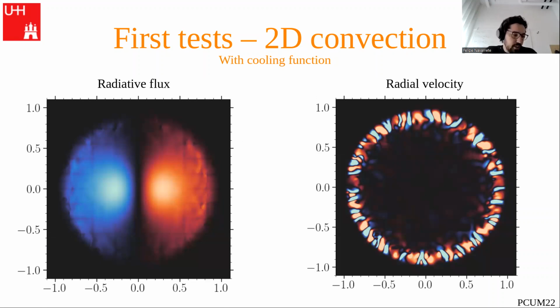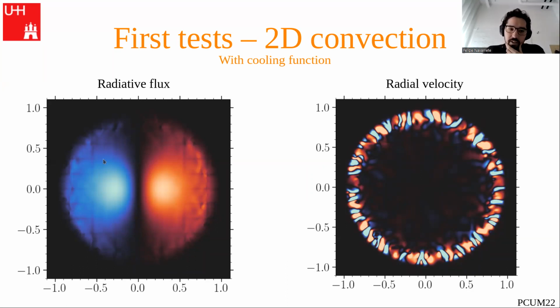The first tests we ran were with 2D convection. This is basically a slice in the equator of the star in a box setup, so just the convection, there is no height. This is already with a cooling function, so we haven't fully eliminated the cooling function yet. The radiative flux is in the left plot and the radial velocity in the right. The velocity looks similar to what you would expect to find, with upflows in the warm color and downflows in the blue color.